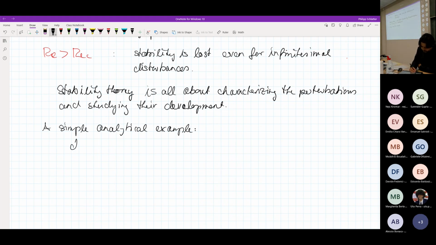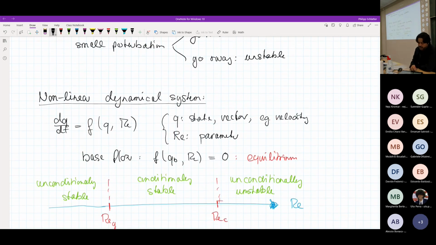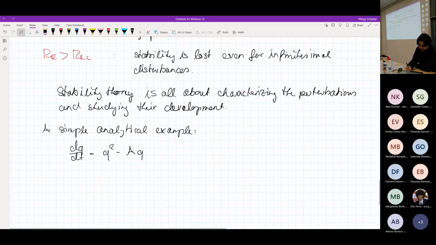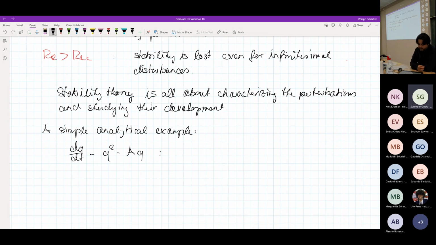So my simple example would be dq/dt, as my dynamical system, is q squared minus aq. That means I have now a specific choice of this f that I have up here, and my kind of Reynolds number or bifurcation parameter would now be this a perhaps. So this is my dynamical system, and then of course q here would be a nonlinear quantity, because we have a q squared inside.